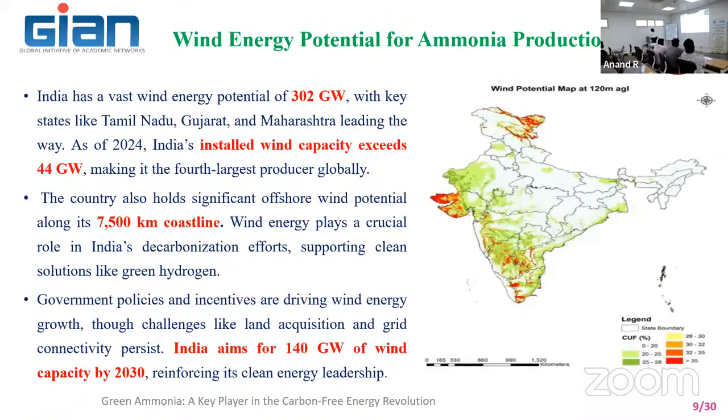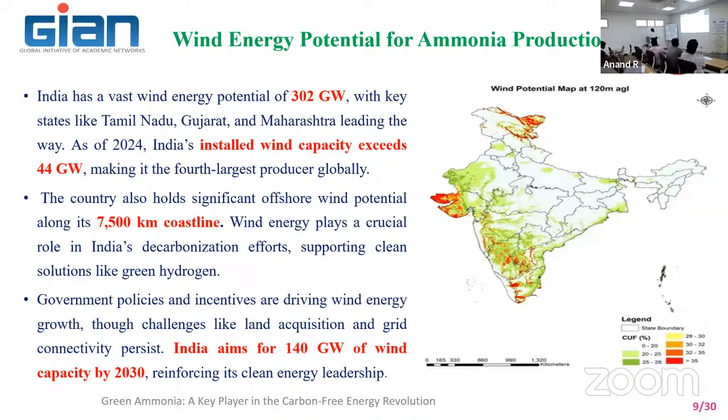So India has a vast wind energy potential. The next renewable energy is wind energy. We have a wind energy potential of 302 gigawatt, and Tamil Nadu, Gujarat, and Maharashtra have already explored the wind energy and installed a capacity of 44 gigawatt in 2024. Our target is, we have a potential of 300 gigawatt, but almost 44 gigawatt of power we are producing now in 2024. So we are going to attain the target in the coming years.